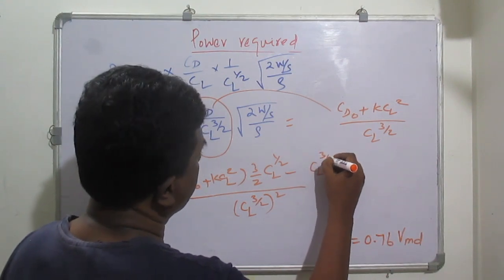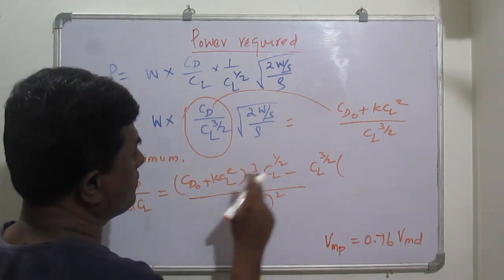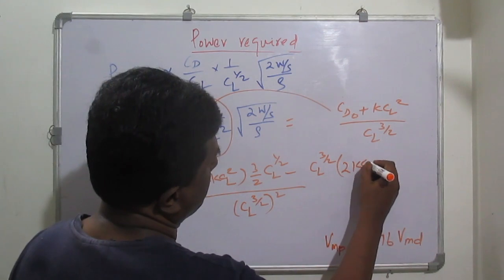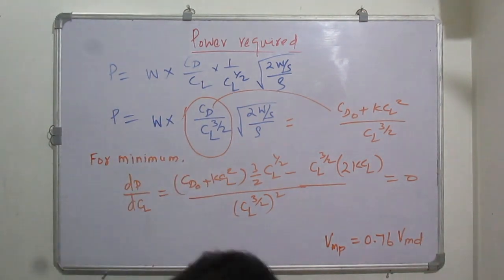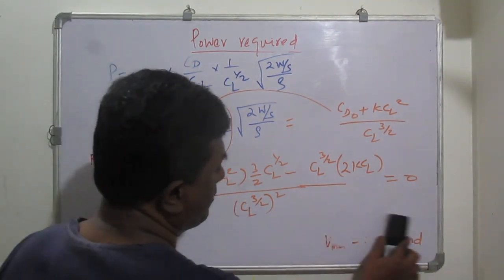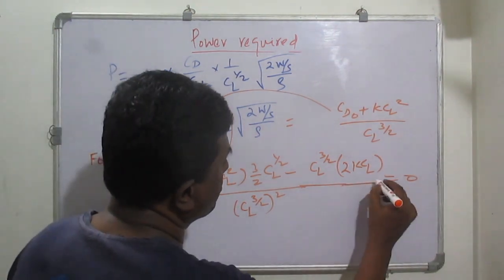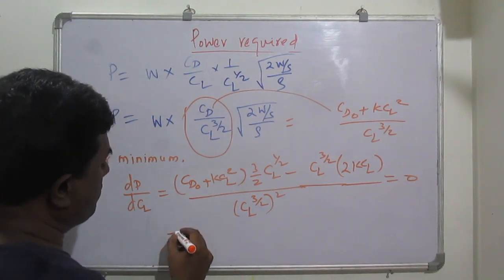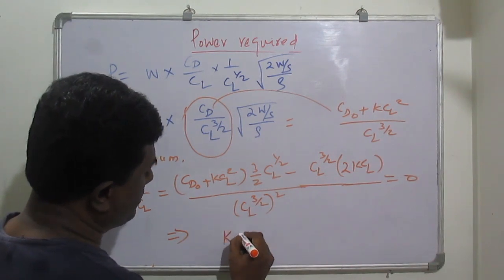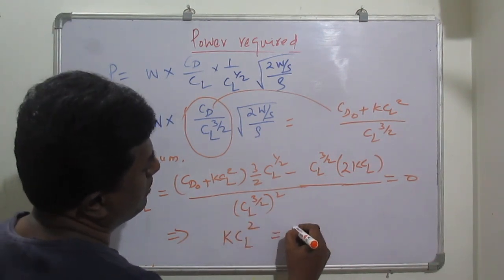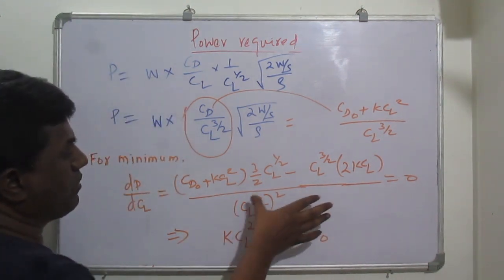Now CL power 3 by 2, and now we are differentiating this bracketed term. So this will become 2 KCL. This is equal to 0. By doing the differentiation and equating, from this we will get KCL square equal to 3 CD naught. So finally we obtain this condition.